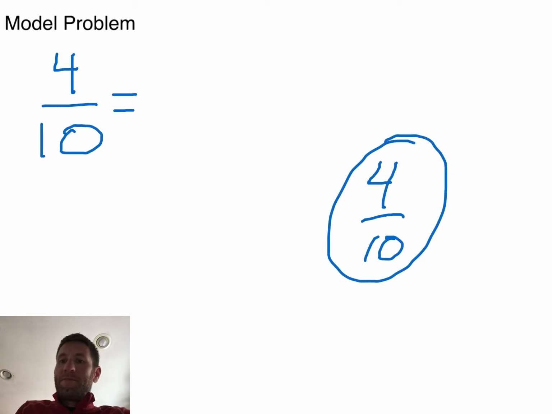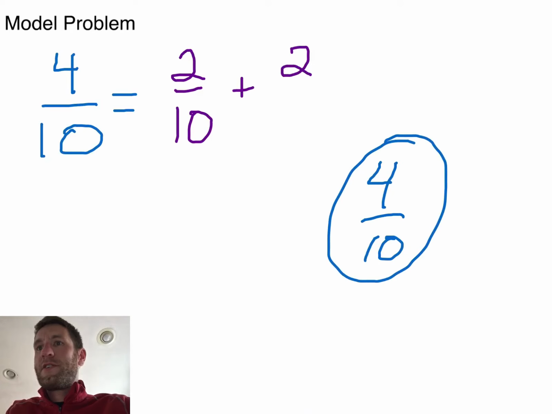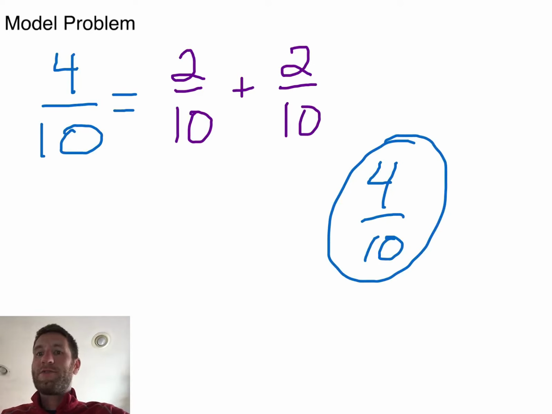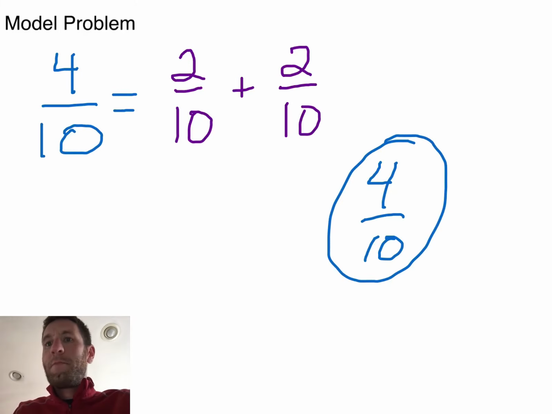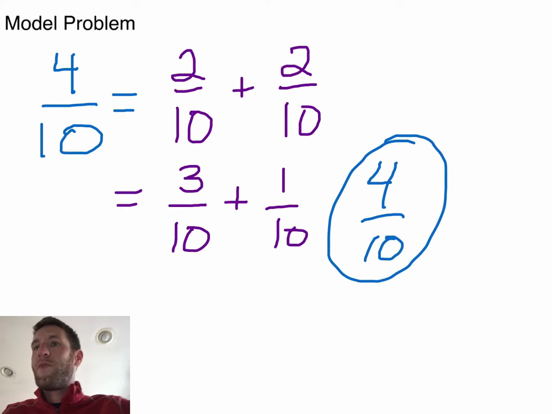So for the model problem today, what I want you to look carefully at is how you remember doing it with whole numbers and now how I'm going to do it with fractions. We can break a fraction like 4/10 into different parts. For example, I can take 4/10 and break it into 2 equal parts, 2/10 plus 2/10. But I could also write 4/10 as a sum of 3/10 and 1/10.